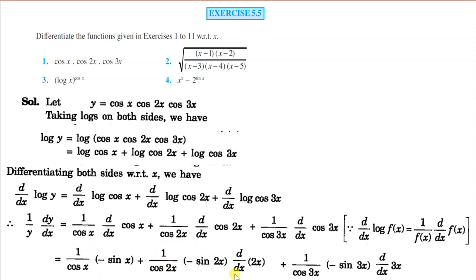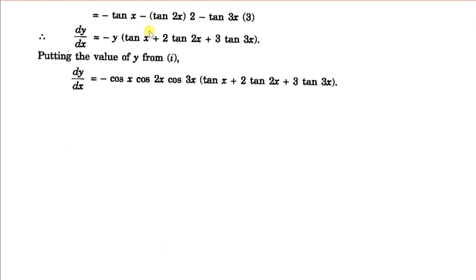Here the derivative of 2x is 2, and it becomes minus 10 2x. So we have minus 10x, minus 2 10 2x, minus 3 10 3x. So we can write dy by dx is equal to minus y, where minus can be taken common from all the three terms, multiplied with 10x plus 2 10 2x plus 3 10 3x, and then substitute the value of y, which is cos x cos 2x cos 3x.